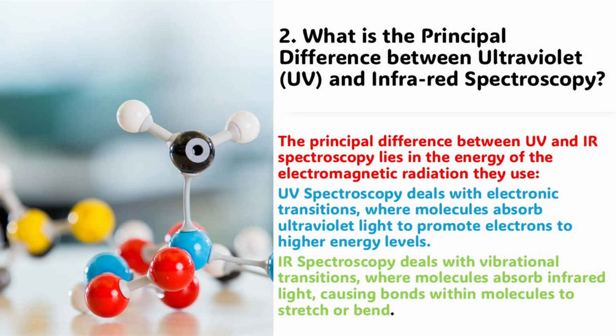In this spectroscopy, the electrons undergo transition from their lower energy electronic state to their higher energy electronic state. Infrared spectroscopy deals with vibrational transitions, where molecules absorb infrared light, causing bonds within molecules to stretch or bend. In this spectroscopy, the molecules undergo transition from their lower energy vibrational state to their higher energy vibrational state. However, the electronic state corresponding to the lower and the higher energy states remains the same.